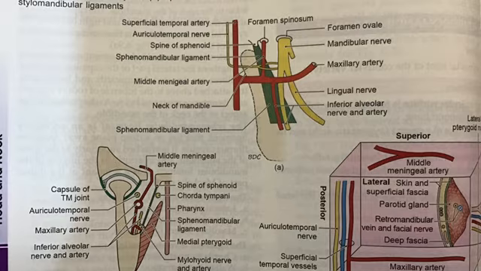Here you can see from above downwards, in the center there is foramen spinosum through which the middle meningeal artery goes inside the skull. Behind you can see the maxillary artery. Then another is the middle meningeal artery, maxillary artery, and lower down is the inferior alveolar artery. And anterior to the foramen spinosum, there is foramen ovale through which the mandibular nerve comes out, and it has a lingual branch and an alveolar branch.